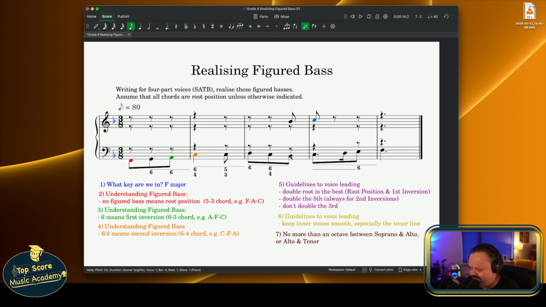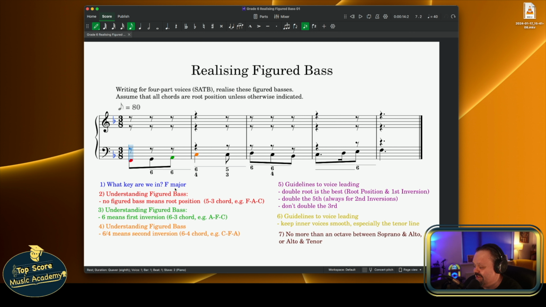So you've got B flat in the bass and B flat in the soprano, and you've also got C in the bass and C in the soprano. So you can't do that. You can't do that for octaves between any voice part, and you can't do that for fifths between any voice part. So that's one of the things to watch out for when we're doing this.